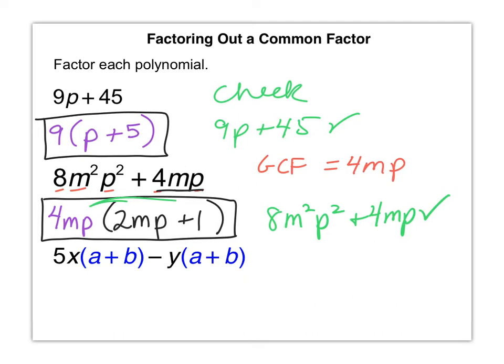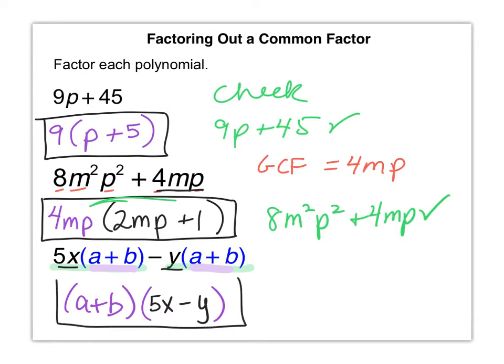In the last example on this slide, we notice that we have 2 large groups. We have the first group of 5x times the quantity a plus b, and the second group is minus y times the quantity a plus b. These both have that common factor of a plus b. So that is something you can factor out of both of those large groups. And what's left is found by dividing out that a plus b factor, and you would be left with 5x in the first group and minus y in the second group. This is our answer in factored form.